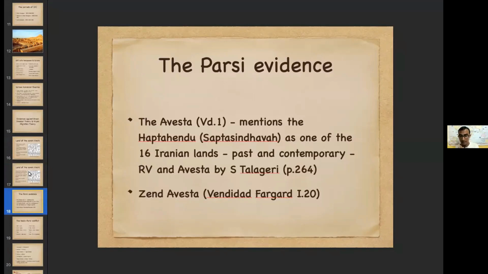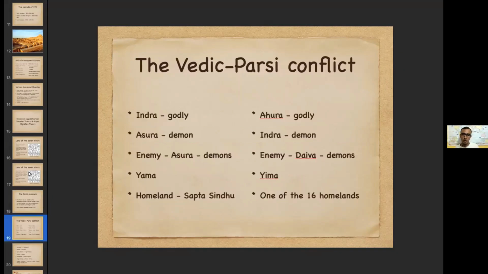So clearly the direction is from the Indian subcontinent towards the west. So it has been east to west, basically giving a strong case for the out of India theory. We also showed how the gods and heroes here in India were shown as villains in the Parsi culture. The villains in the Indian Vedic culture were shown as heroes in the Parsi culture.